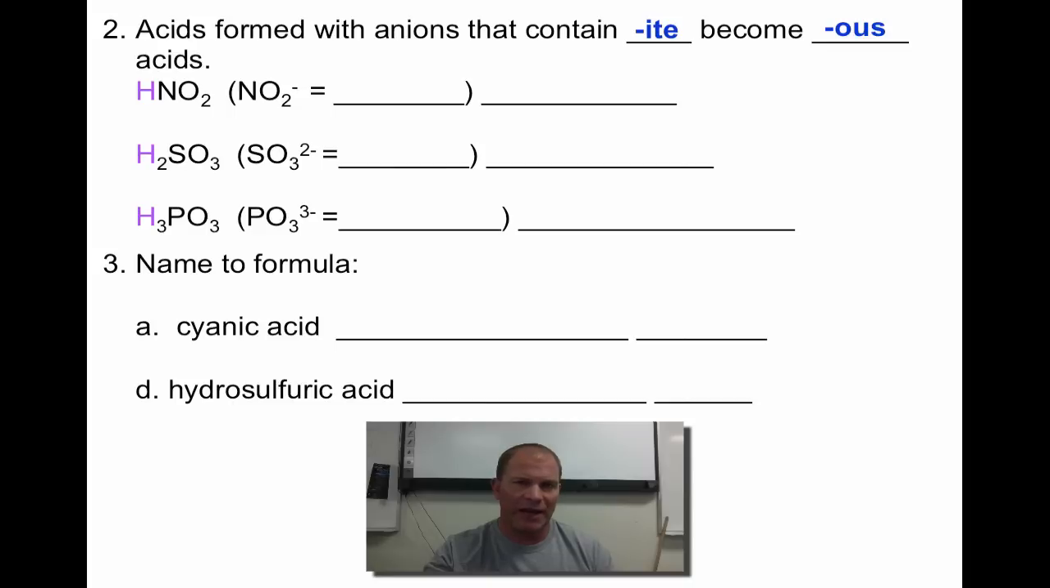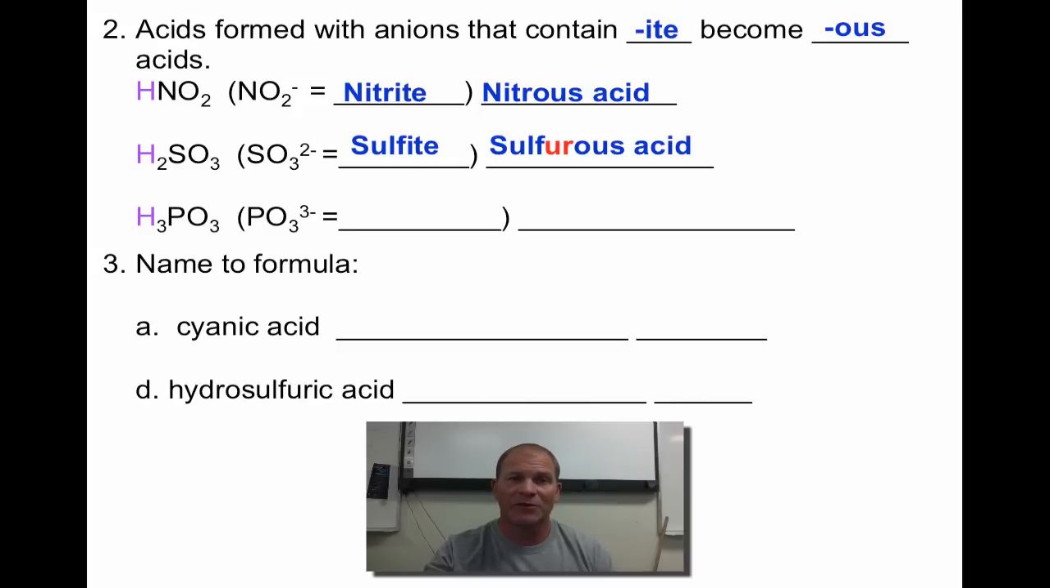So again, it starts out with a hydrogen. We know it's an acid, and oxygen is present. To name it, we focus on the polyatomic ion, which in this situation is NO2. NO3 is nitrate, so NO2 is nitrite, so it's nitrous acid. Again, SO4 is sulfate, SO3 is sulfite. Remember, the full name comes back into play: sulfurous. PO4 is phosphate, so PO3 is phosphite, and it's phosphorous.